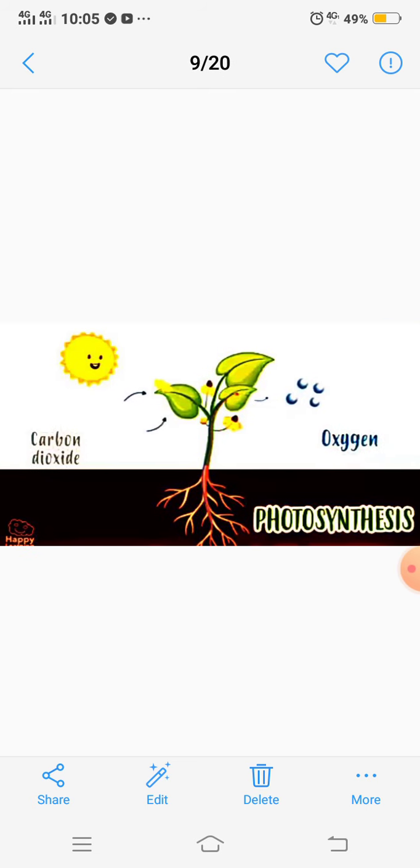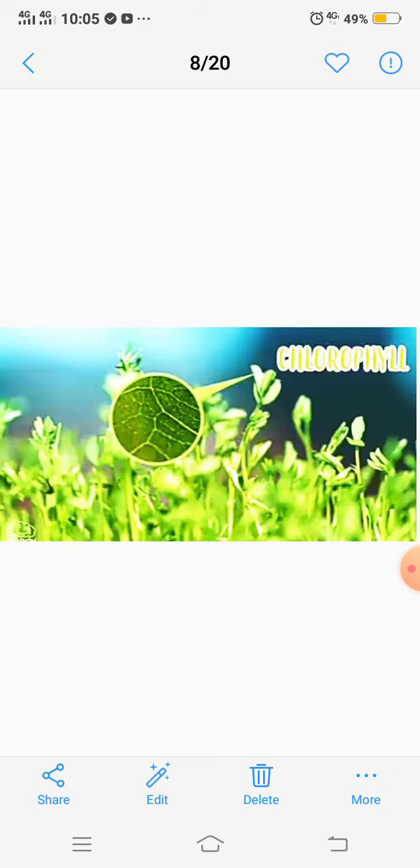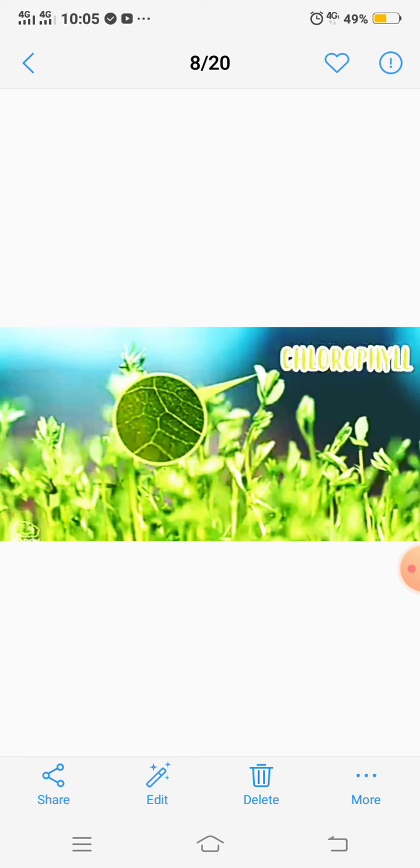Okay, beta, you know what the benefit of photosynthesis is to us? There are two benefits to us. One is that it consumes carbon dioxide, and the other is that it produces oxygen, which is a very important, basic and essential condition of life. Now, beta, you know there is a green color pigment in the plant's body, and that is called chlorophyll.